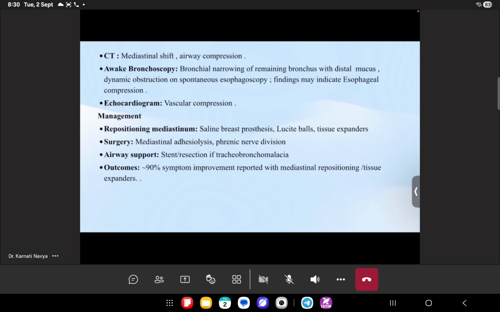Management is by repositioning the mediastinum with saline breast prostheses, Lucite balls, or tissue expanders. Surgery is by mediastinal adhesiolysis and phrenic nerve division. Airway support is by stent or resection if tracheobronchial malacia is suspected. Outcomes: more than 90% symptom improvement is reported with mediastinal repositioning or tissue expanders.